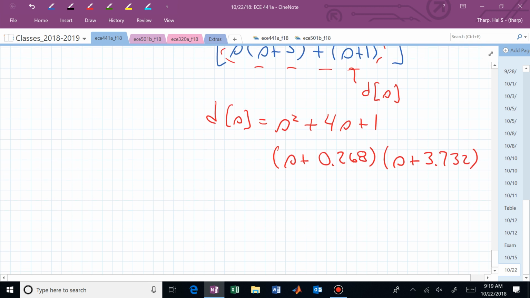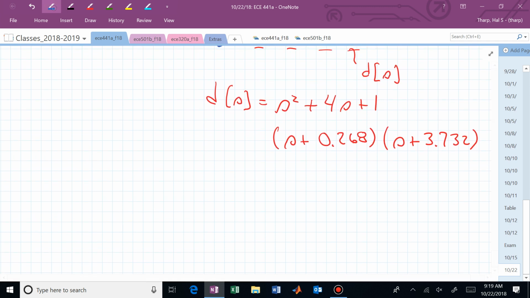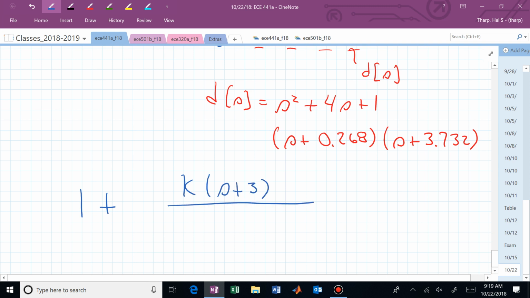And so now we could rewrite our equation as k. It depends on my mood whether I will put k up in the numerator or by itself on the left, but here is now s plus 0.268, s plus 3.732.